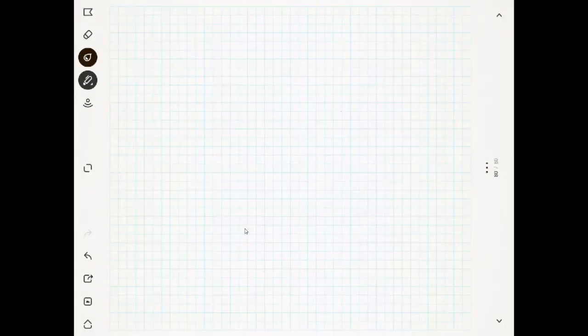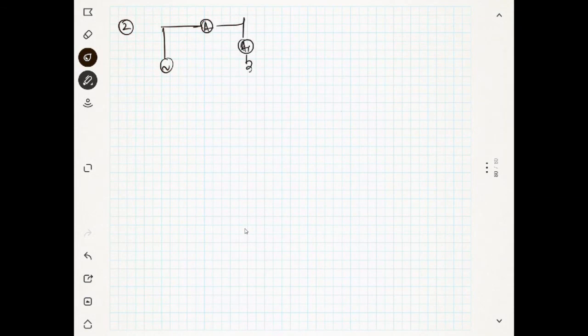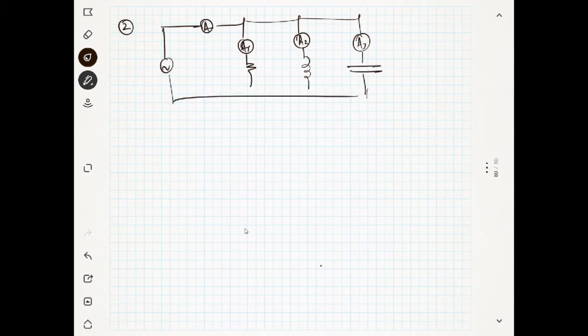I will give one homework for you. I am not going to solve this. You have a meter A1, this is an inductor, this is A2, and A3 is a capacitor. That's it.